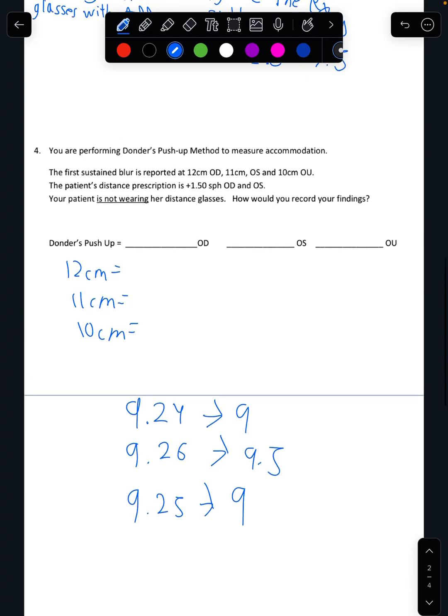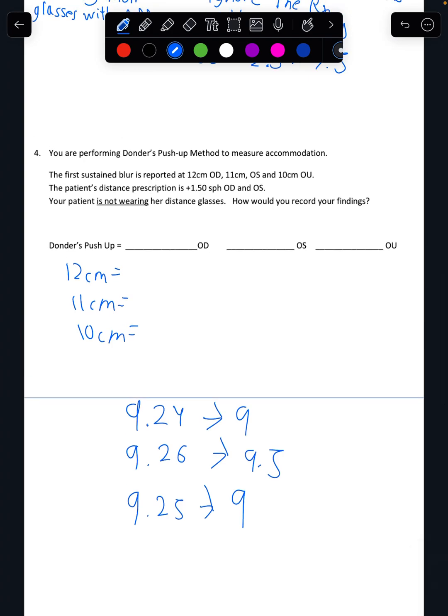Okay, so we'll do one problem. You're performing Donders, and the patient's first sustained blur is at these distances, and they're wearing a plus 150. They're a plus 150 hyperope, and they're not wearing their glasses. So first, we're going to convert everything to diopters. So 12 centimeters is 8.33 diopters, 11 is 9.09, and 10 is 10 diopters.